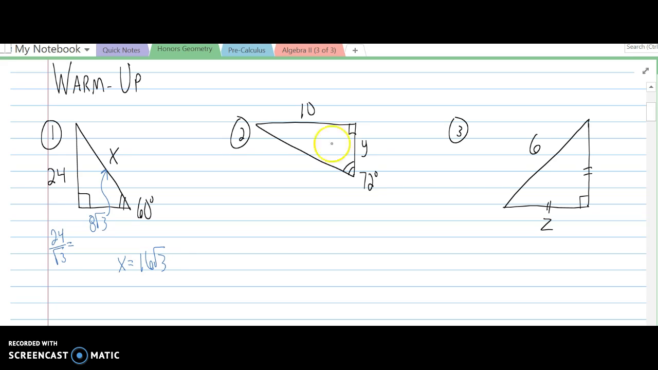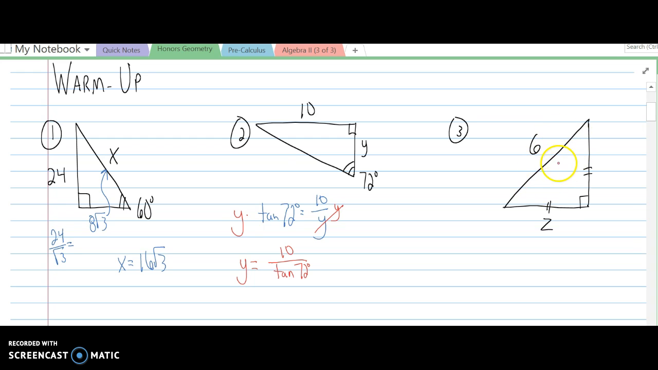In the second problem, I see it's another right triangle. This time we have a 72-degree angle, and 72 degrees isn't special to us, so we're going to use trig. 10 is the opposite, y is the adjacent. So my equation would be that the tangent of 72 degrees is equal to the opposite over the adjacent. Algebraically, we would multiply both sides by y, divide both sides by tangent of 72. So y is equal to 10 divided by the tangent of 72 degrees. There's our exact answer. You can go to your calculator and get the approximate decimal.